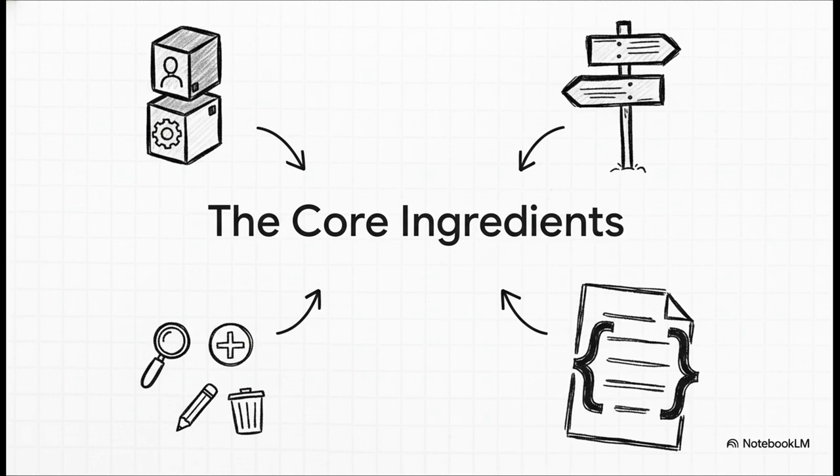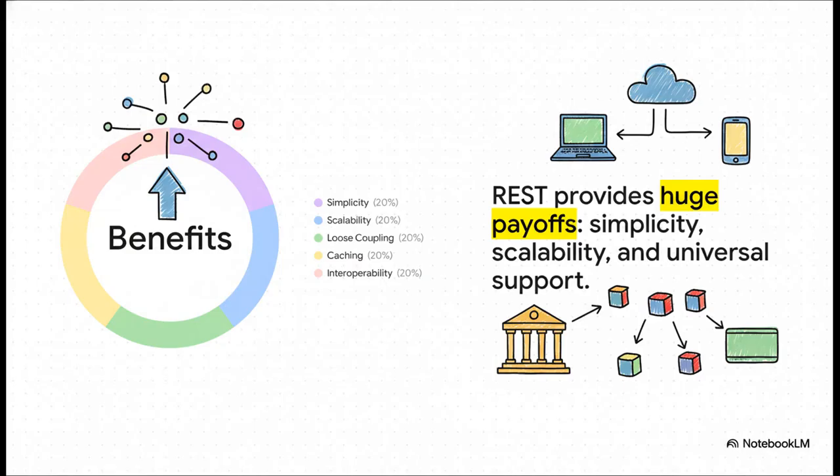First, you have resources, which are just the nouns of your system: a user, a product, an order. Second, you've got URIs, which are like the unique street addresses for those resources. Third, you have HTTP methods, which are the verbs you use to interact with them, like GET or POST. And finally, you get back a representation of that resource's state, which, let's be honest, is almost always in JSON format these days.